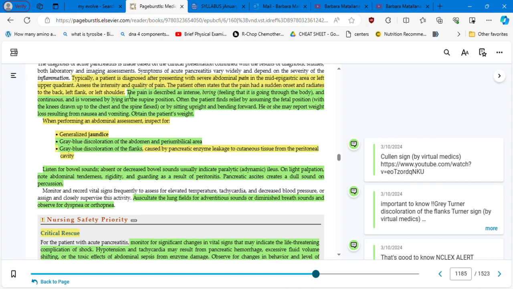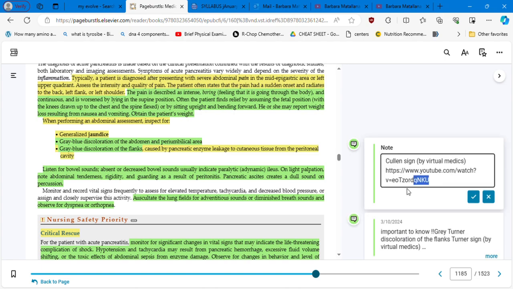So we are going to see in the abdominal assessment generalized jaundice, and also we are going to see what we call the Cullen sign, the gray-blue discoloration of the abdomen and periumbilical area. Dr. Matalana, what is the Cullen sign?